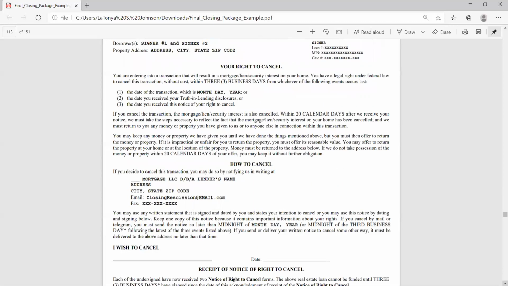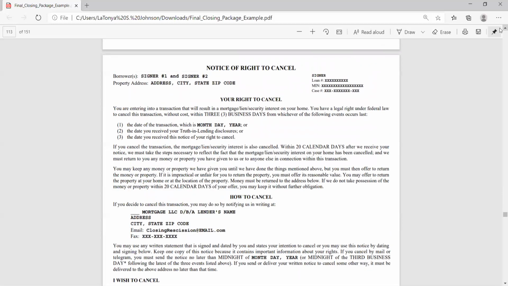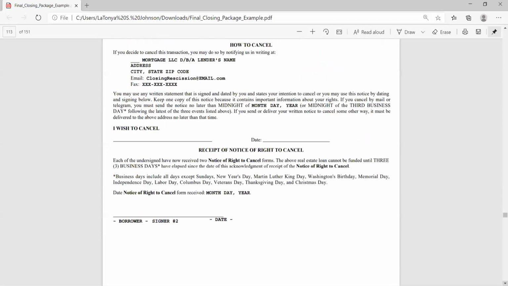This page always gets missed because people are saying, no, I'm not canceling it. I want to go through. It's not saying that you're canceling it, but it's the receipt of notice of your right to cancel it. So what this is saying, you can explain this to your client. If they want to cancel this and they decide that they don't want to go through with it, then this is the notice, and this is saying you have to do this.